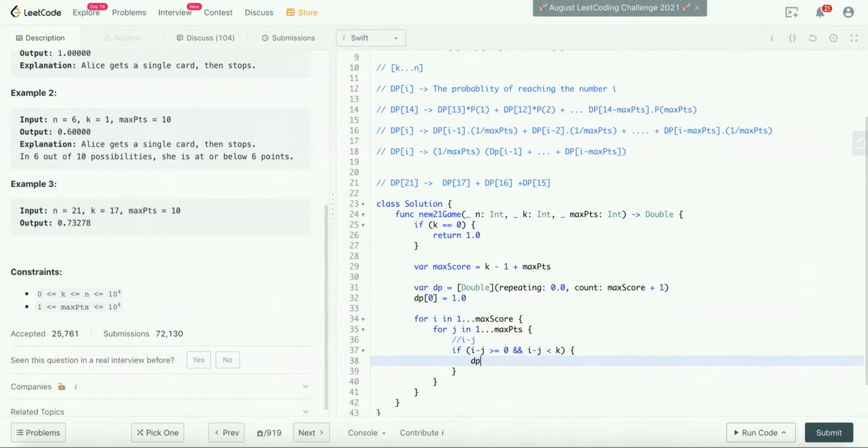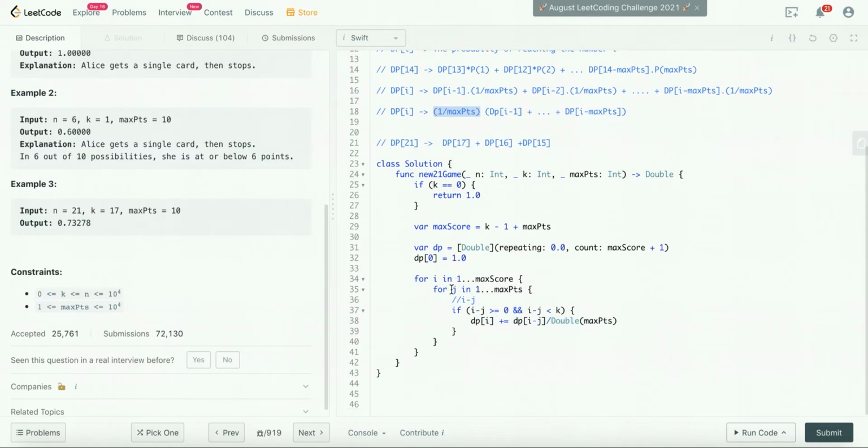Okay. So dp of I will be dp of I minus j divided by, and this is me just casting max points, right? I'm dividing by this to account for this fraction. And that's it. At this point we would have calculated dp values for all possible scores.